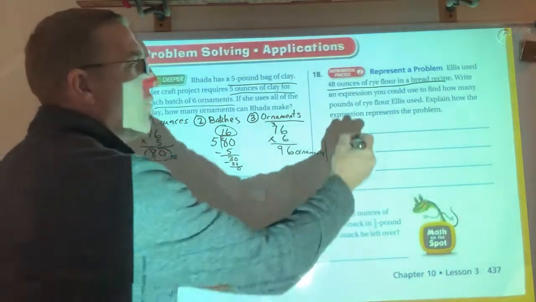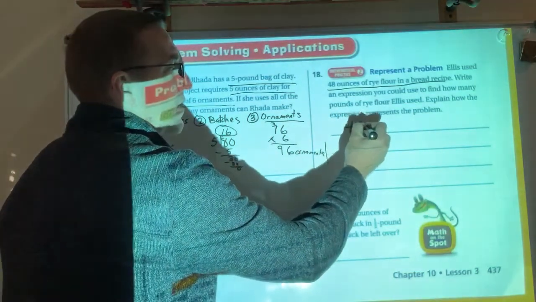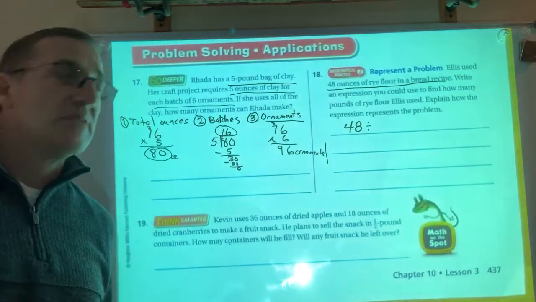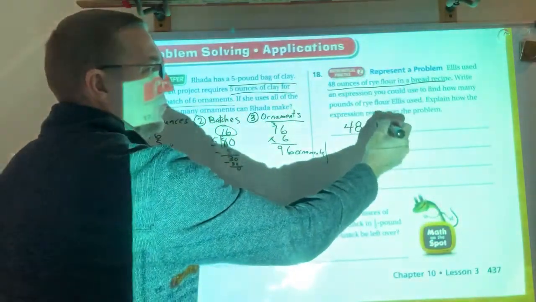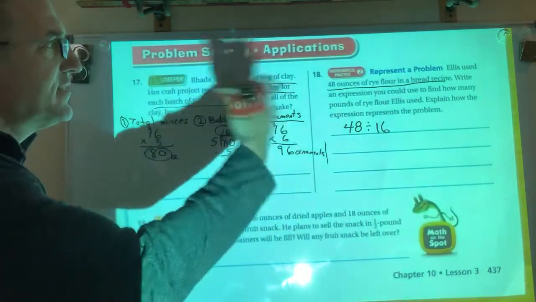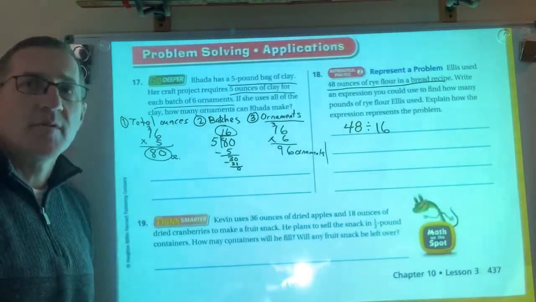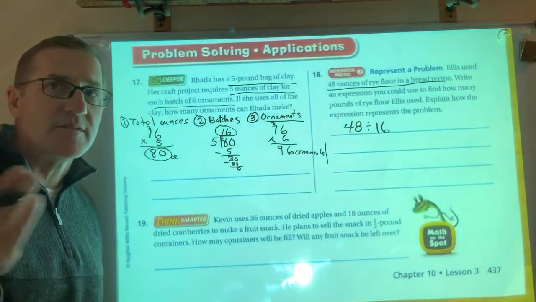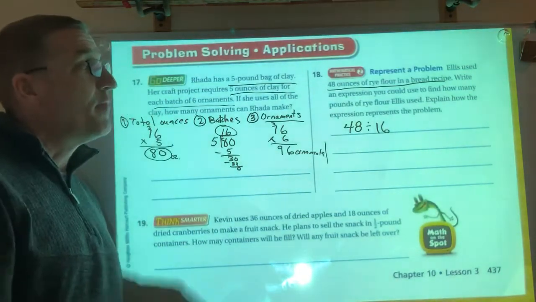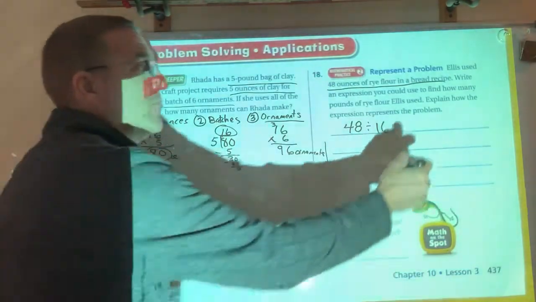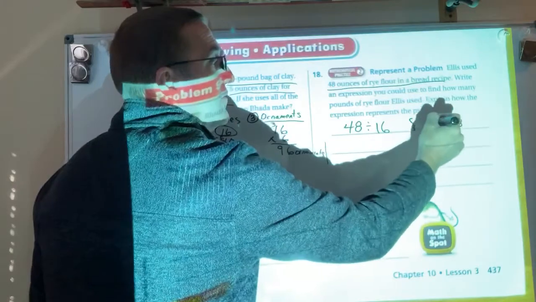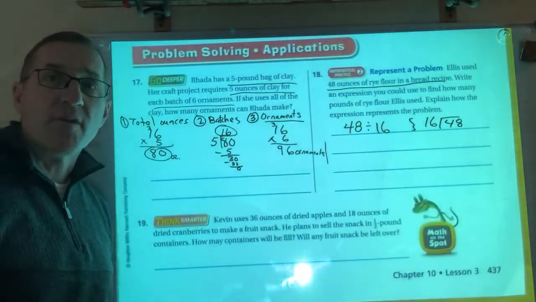So I'm going to take my 48 and I'm going to divide it by what? How many ounces are in a pound? 16, right? Boom, 48 divided by 16. Now, it doesn't tell us to solve the problem, but of course you all probably know that's 3, right? Because we've done so many 16 times 1, 2, 3s, and 4s and 5s. But that's our expression, or it could be 48 divided by 16. That's the way I prefer it, right?